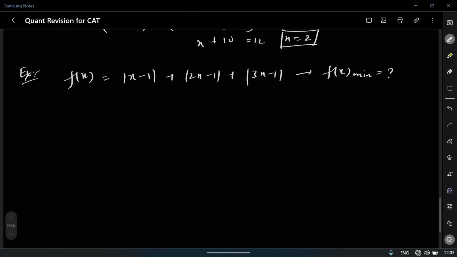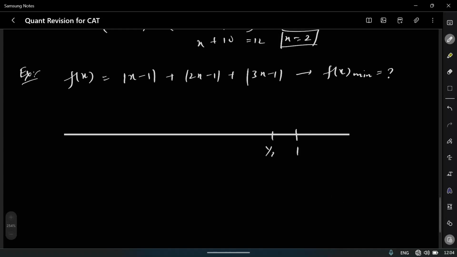So I'll explain another example. Given that f of x equals mod of x minus 1 plus mod of 2x minus 1 plus mod of 3x minus 1, we are asked to find the minimum value of f of x. So when will this be equal to 0? That means x equals 1, right? So draw a number line, x equals 1. Then 2x minus 1 equals 0 means x equals 1 by 2.